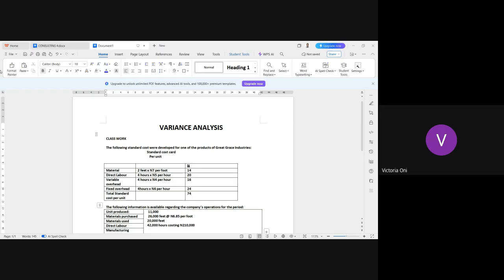Price variance and quantity variance. Direct material, direct labor, and the variable overhead. In that class, we mentioned material, right? We mentioned labor. We mentioned variable overhead. We mentioned fixed costs. Now, under material, we look at material price variance, isn't it? We looked at material usage variance.